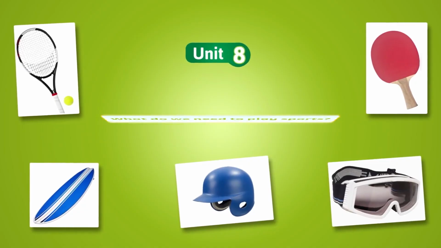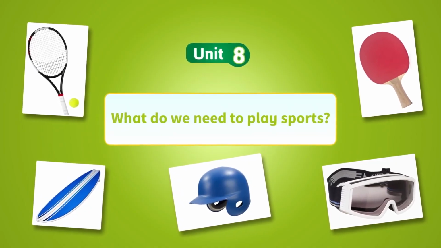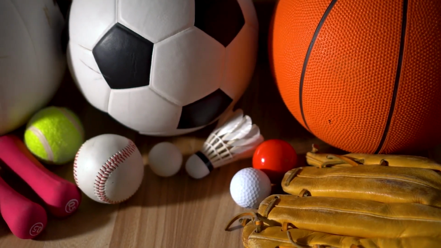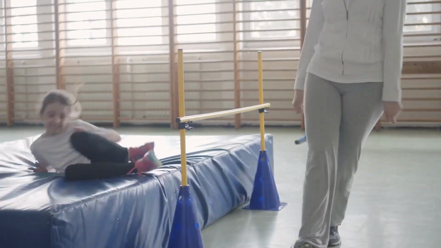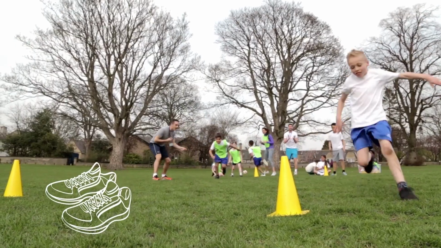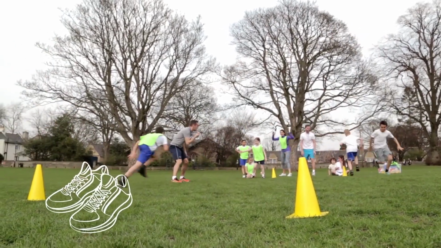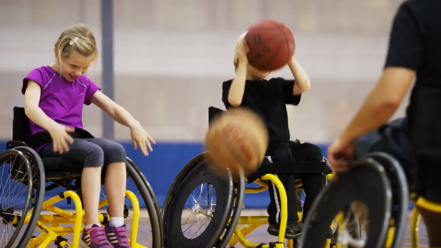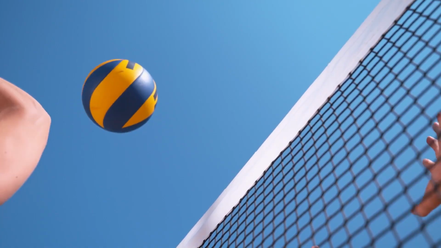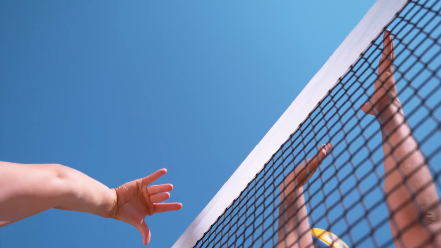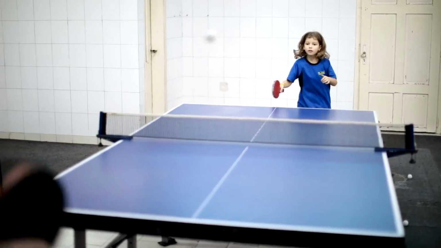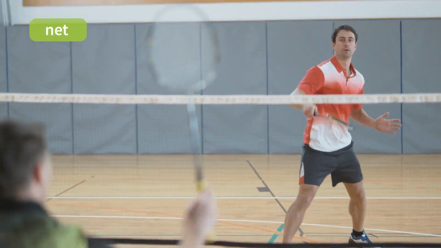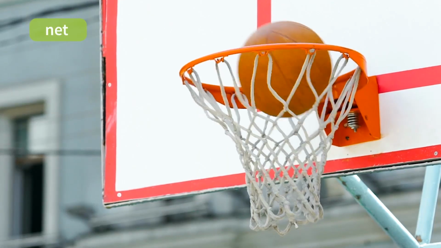Unit 8. What do we need to play sports? We need different equipment to do different sports. We need shoes to go running. We need a ball to play lots of sports. We need a big ball for volleyball and a small ball for table tennis. We need different nets for different sports.